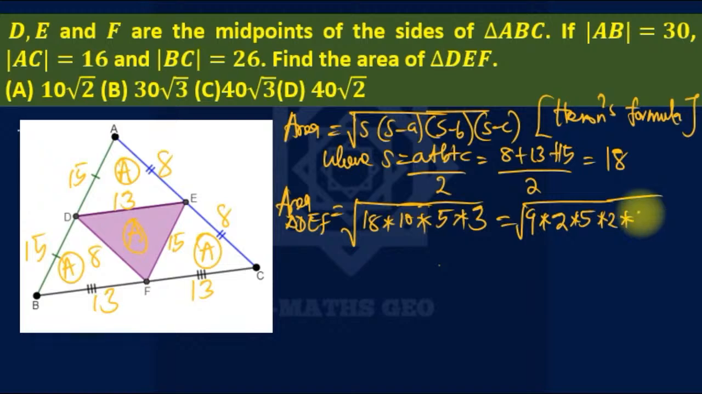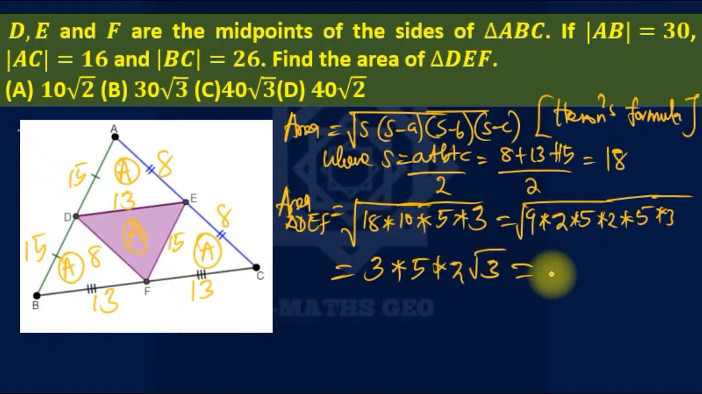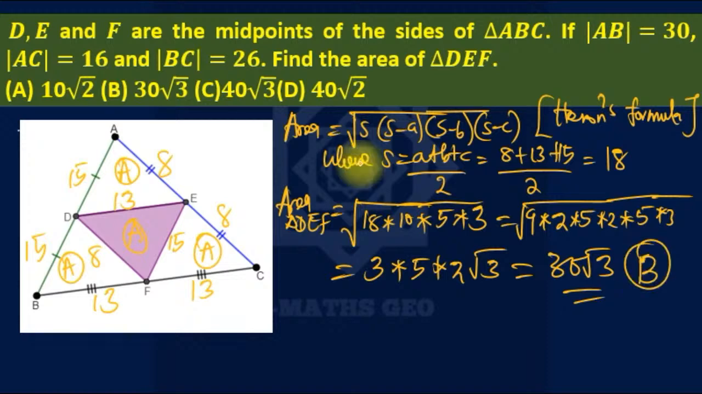Okay. So what do you notice? Square root of 9 is 3. Square root of 25, because this is 25, is 5. Square root of 4, this is 4, is 2. So remaining only the root 3. So our answer is 30 root 3. So our answer is option B. So that's a very tricky question. Thank you.